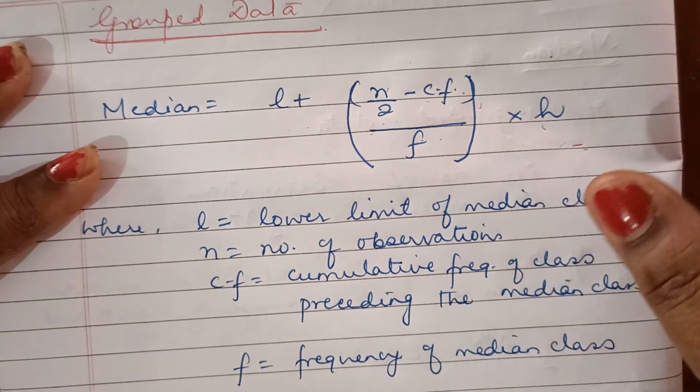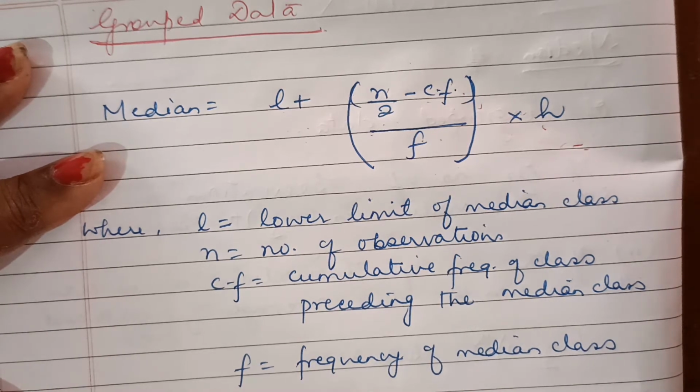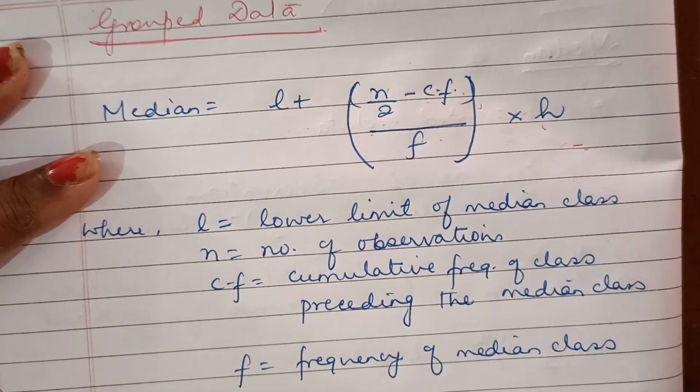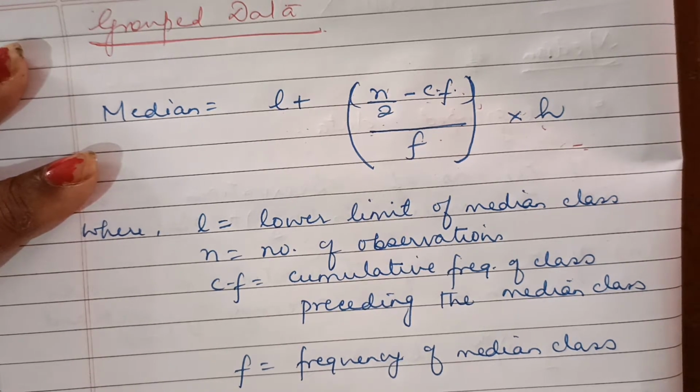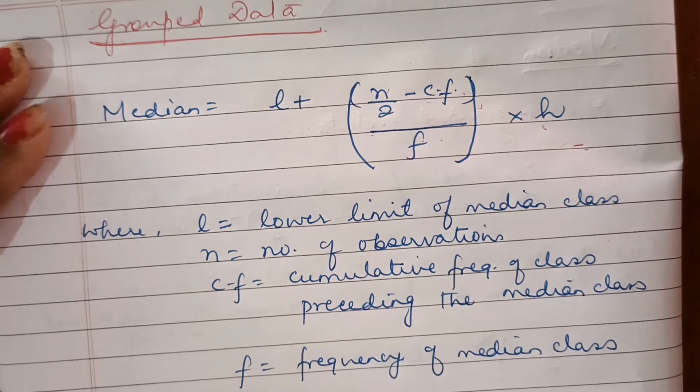Now there are two types of cumulative frequency, less than and more than. Most frequently in this class we use the less than type cumulative frequency. Let us take an example, then you will understand how to solve it.